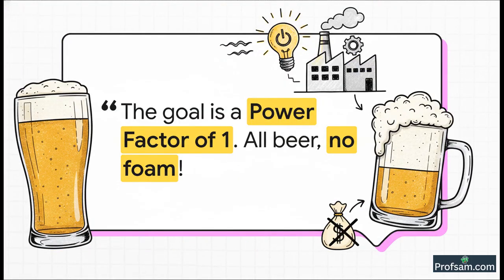And that brings us to the main goal. What would be a perfect mug of beer? All liquid, no foam, right? Similarly, the ideal electrical system has a power factor of 1. This means all the power being supplied is doing useful work. And now you know why those factories get fined. When they have too much foam, a low power factor, it means the electricity company has to supply a much bigger mug just to deliver the same amount of actual beer.